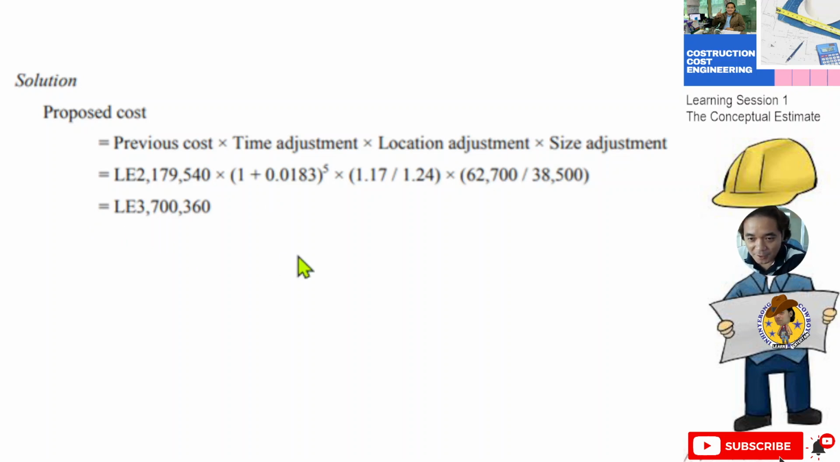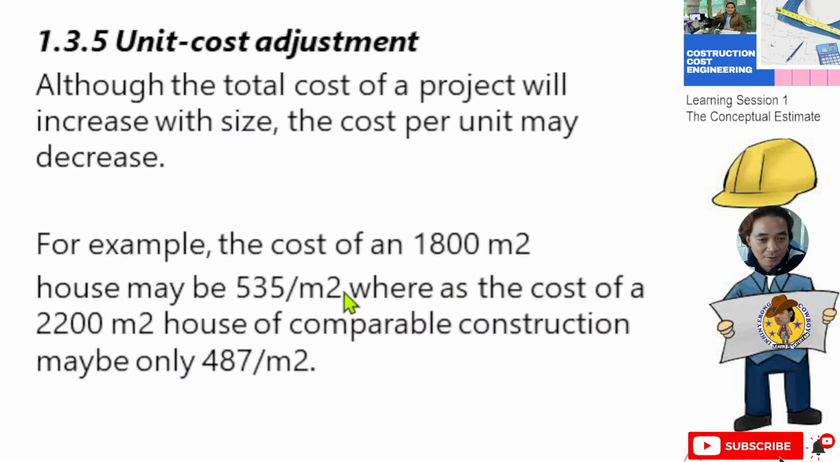3,700,360. Okay, so we have time, location, and size. That's the thing that we need to consider in our estimate. Okay, so now we are on the unit cost adjustment.